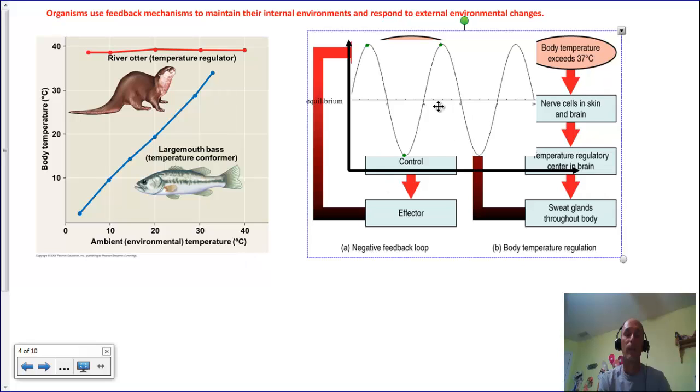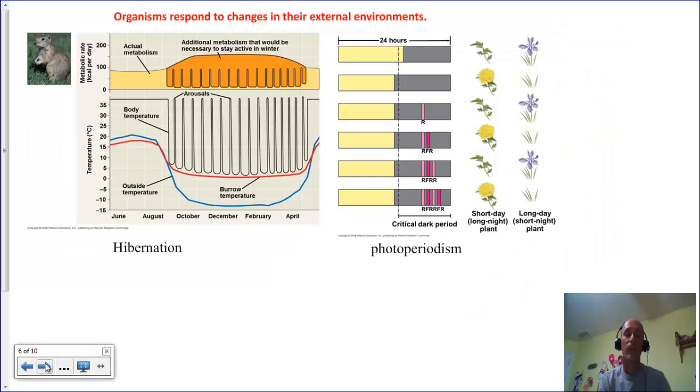So we have, I think this is a mouse or a squirrel or something, and you can see that its typical metabolism is this gray or brown area right here, and then this is the additional metabolism it would require to stay active in wintertime when it's really cold. So instead what it does is it hibernates, and during that hibernation it has these really small bursts, called arousals, and those are going to keep it awake and moving for a few minutes or a day every few days. And that is going to decrease the energy.